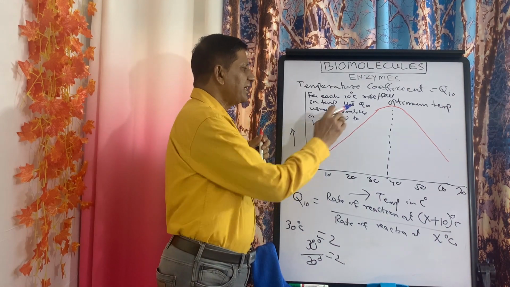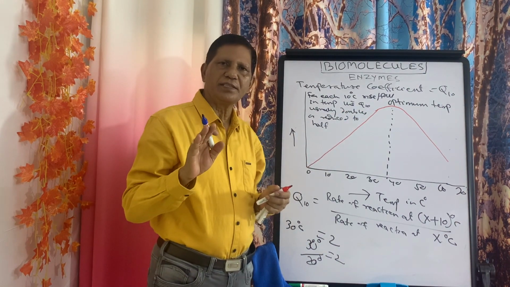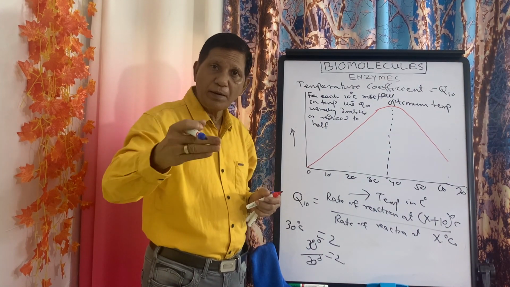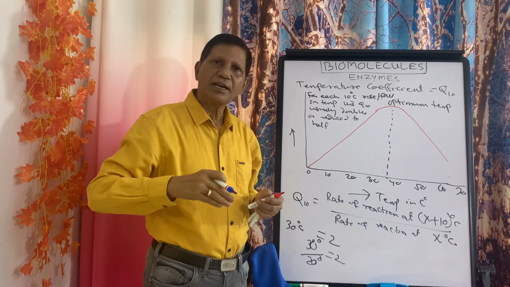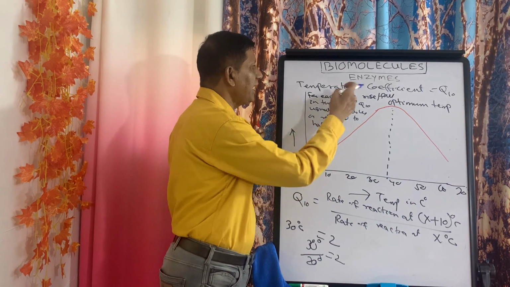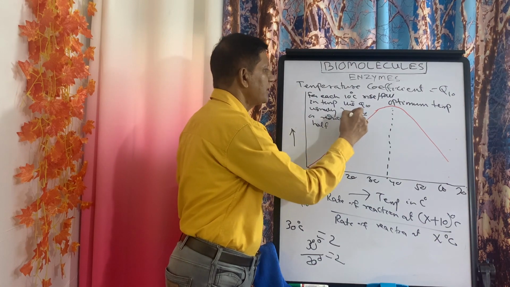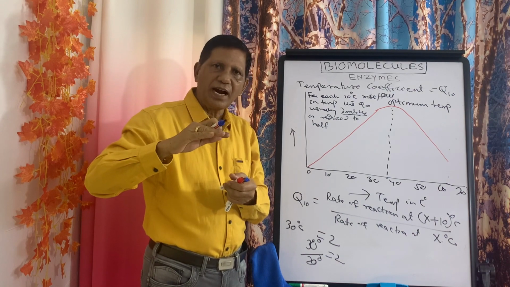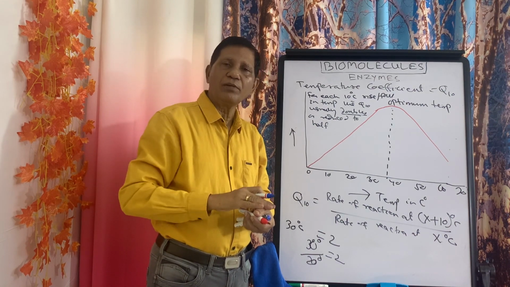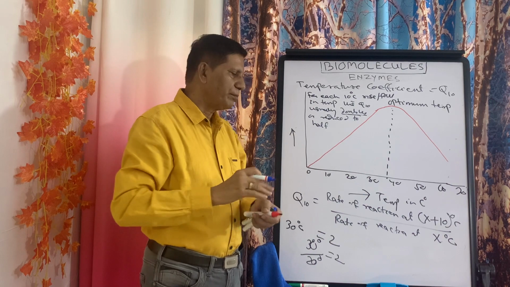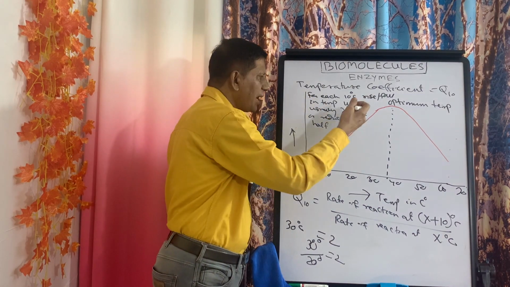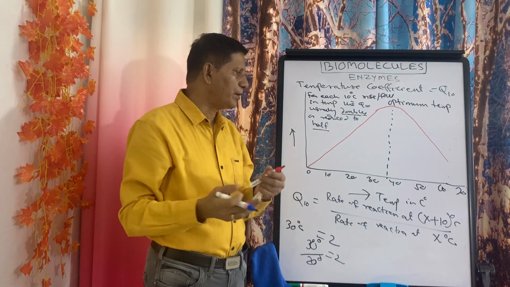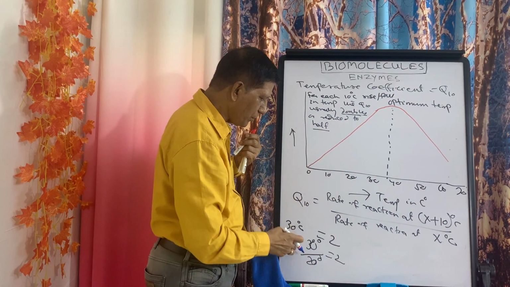Suppose the temperature is at 25 degrees centigrade. If the temperature rises to 35 degrees centigrade, then the rate of the reaction will be doubled. For each 10 degree rise, it doubles. And suppose the temperature falls from 30 degrees centigrade to 20 degrees centigrade, what will happen? It will be reduced to half, because for each 10 degree rise it doubles, and for each 10 degree fall it becomes half. That is why it always gives a value of Q10, the temperature coefficient, equal to 2.